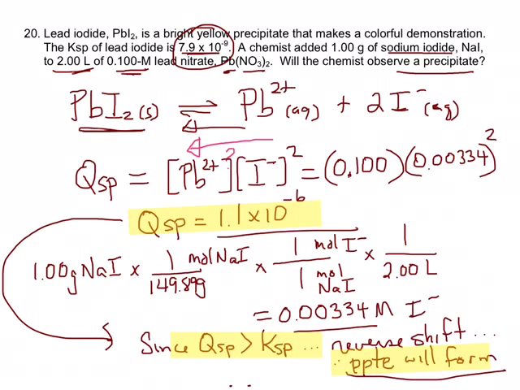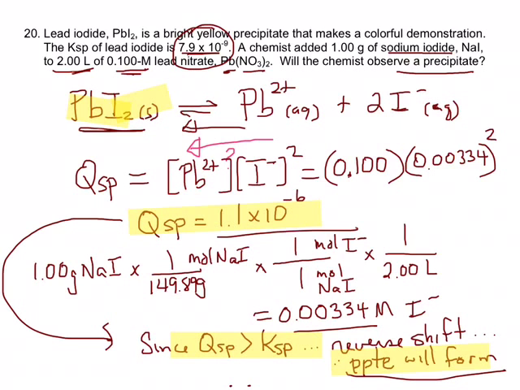But notice here, there can't be a forward shift because that would require lead iodide to be present. There is no lead iodide. So if QSP were less than KSP, in this unit, we would simply say the solution's not saturated, and therefore there's no precipitate. So when Q equals K, saturated, no precipitate.